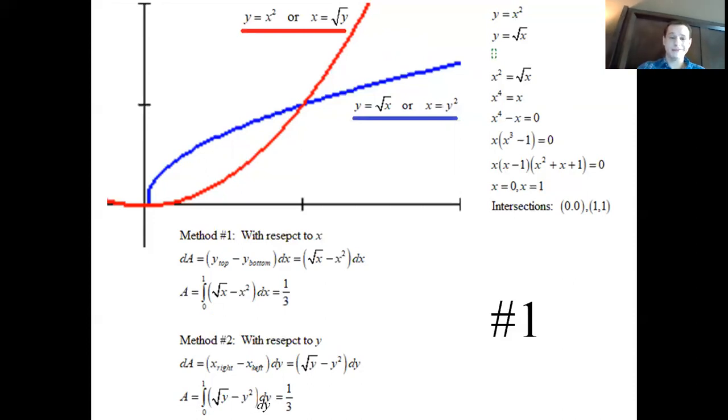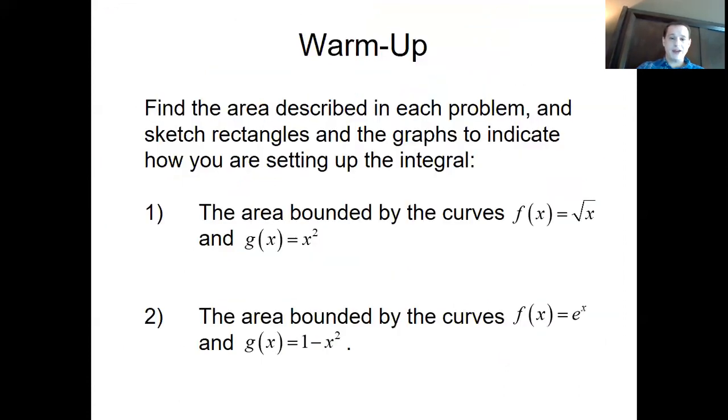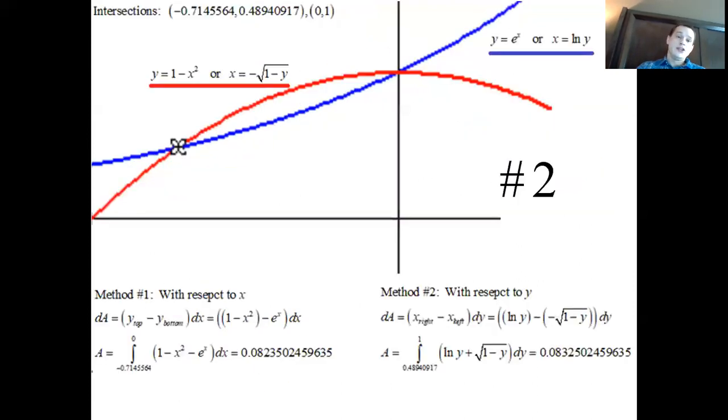All right, now problem number 2 today, we were trying to find the area bounded between the curves of e to the x and 1 minus x squared. So looking at their graphs, the red graph is the graph of y equals 1 minus x squared. And the blue graph is the graph of y equals e to the x. So let's see what you can do here. Let's do it both ways again, just to practice both.